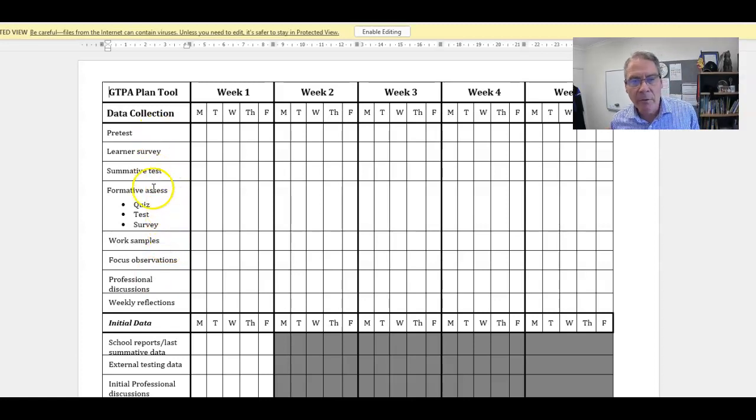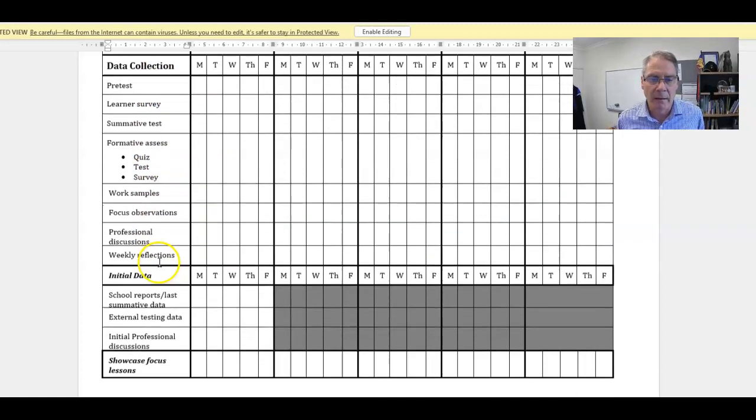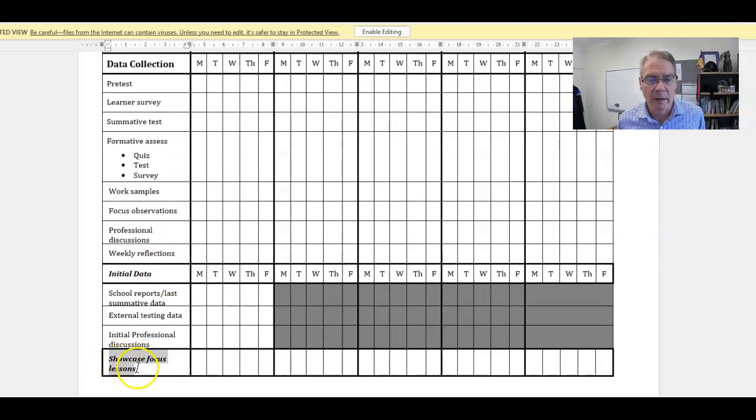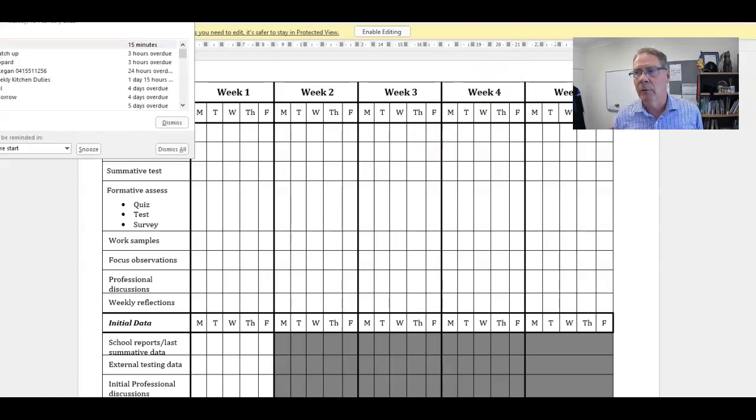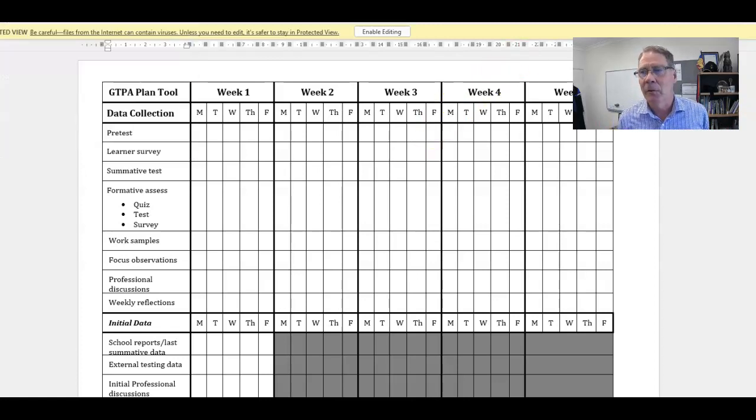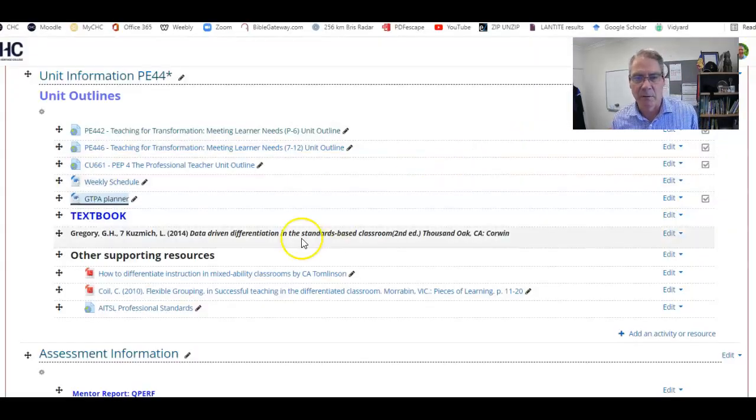This here is some of the things that you'll do. Some things you'll do weekly, some things you'll do daily. It'll go through initial data collections and showcase lessons, and when you'll do them. Now, if you utilize that tool and have it pre-planned, this is what I'm going to do, post-orientation, perhaps, or prac orientation, it will vastly assist you in terms of the stress of the GTPA, but also the success in the assessment itself.